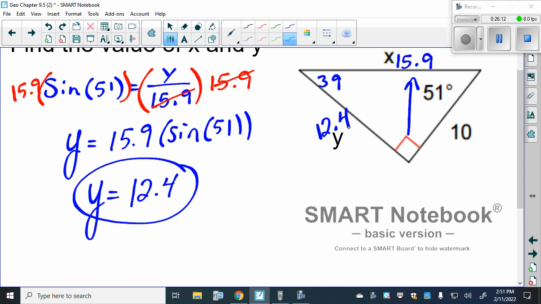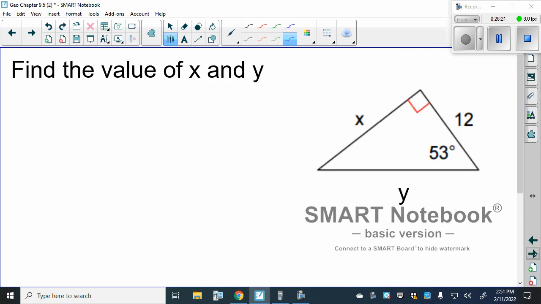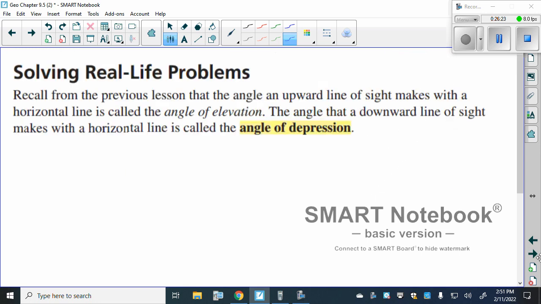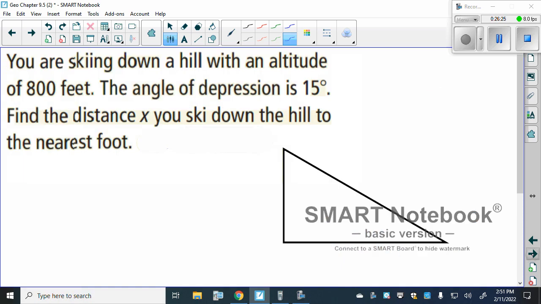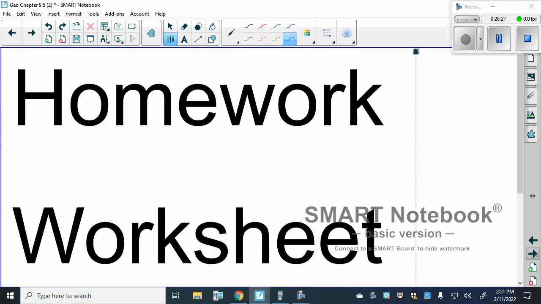Any questions on any of this here? Do you want to see another example of one of these? Okay. We do have extra ones, but that is it for 9.52.